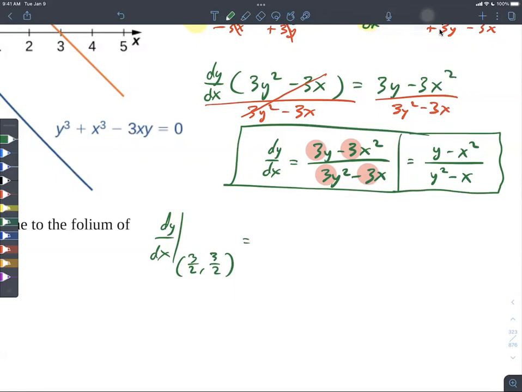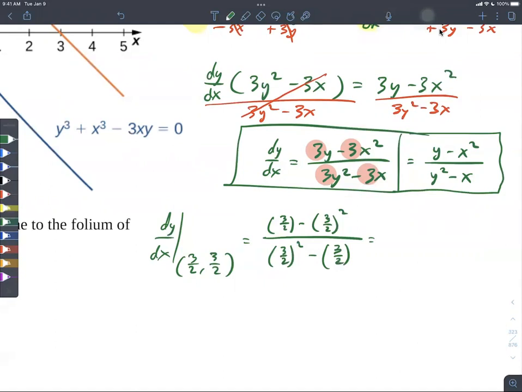So what are we going to get here? Well, let's go ahead and plug in. y is 3/2 minus x is 3/2 squared over y squared minus x. And notice if you take a close look at this, the top and the bottom, they're just opposites of each other.